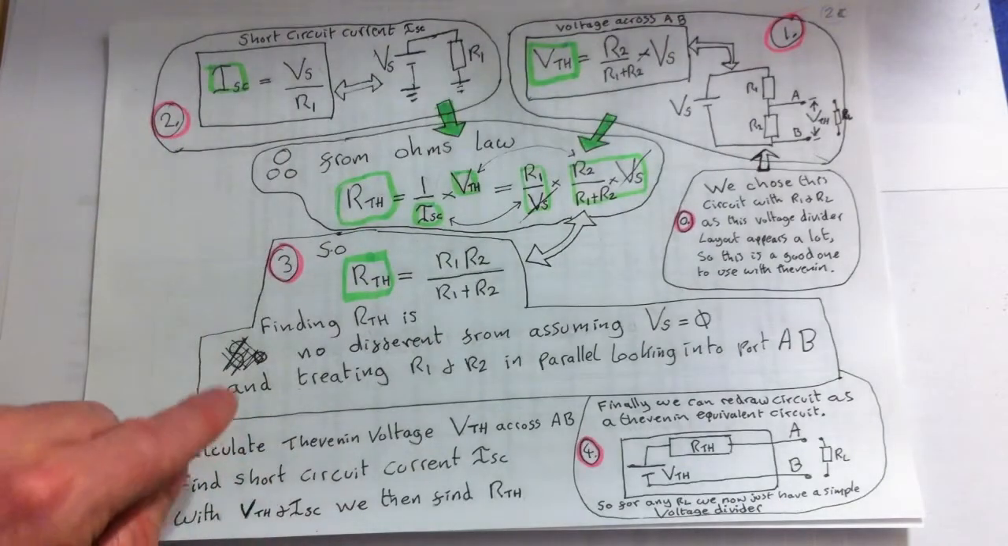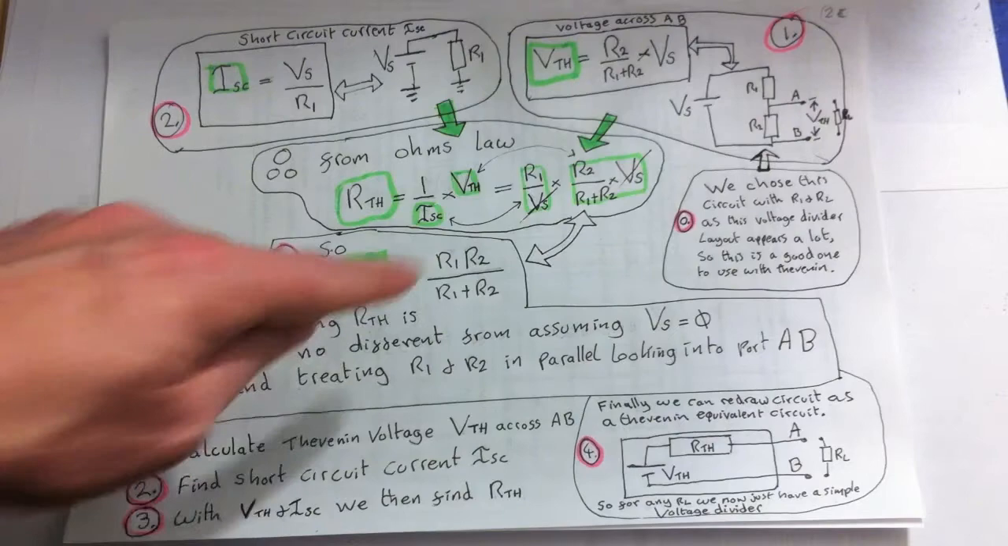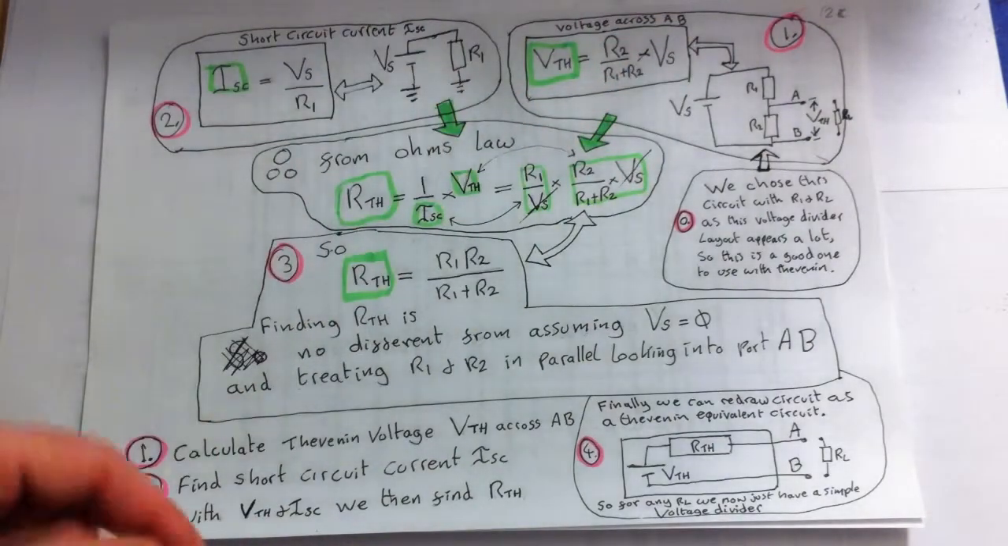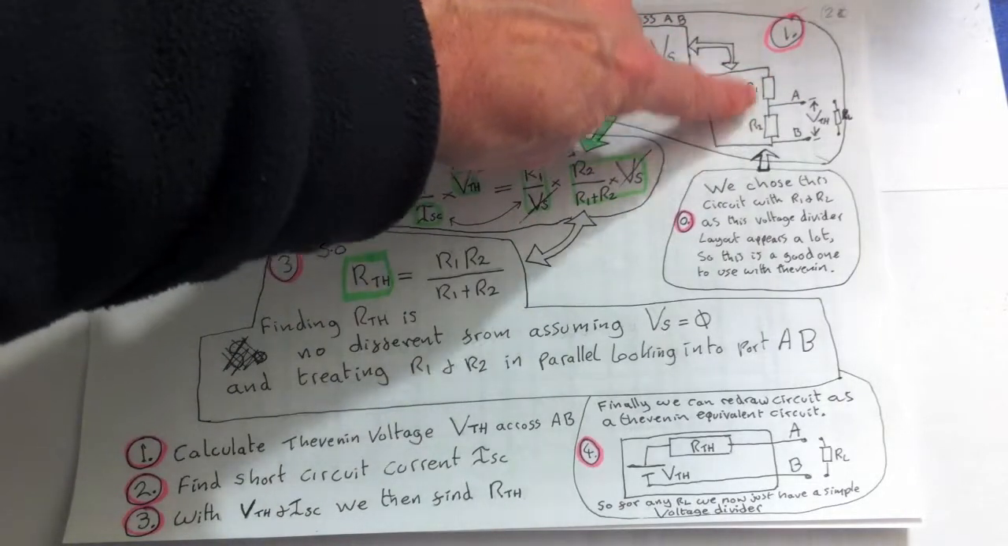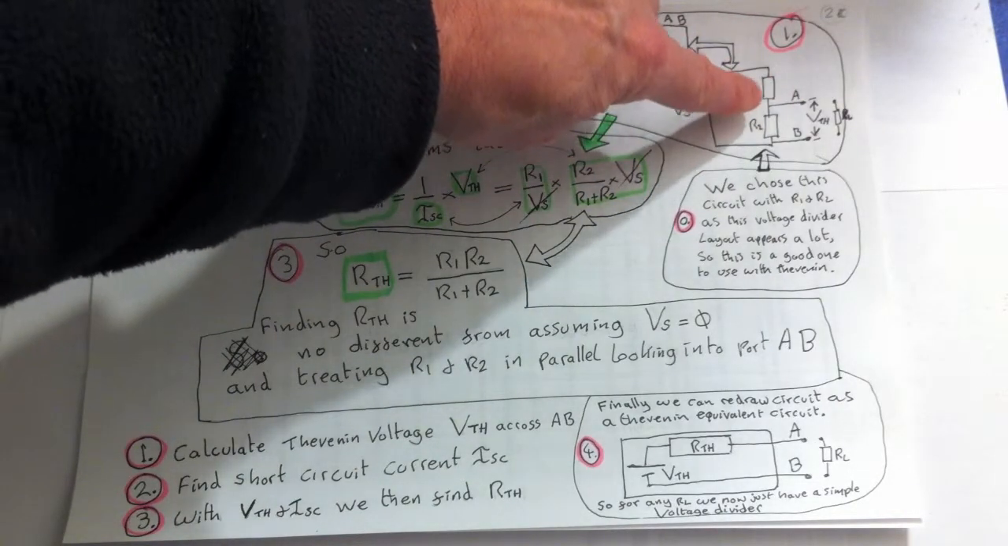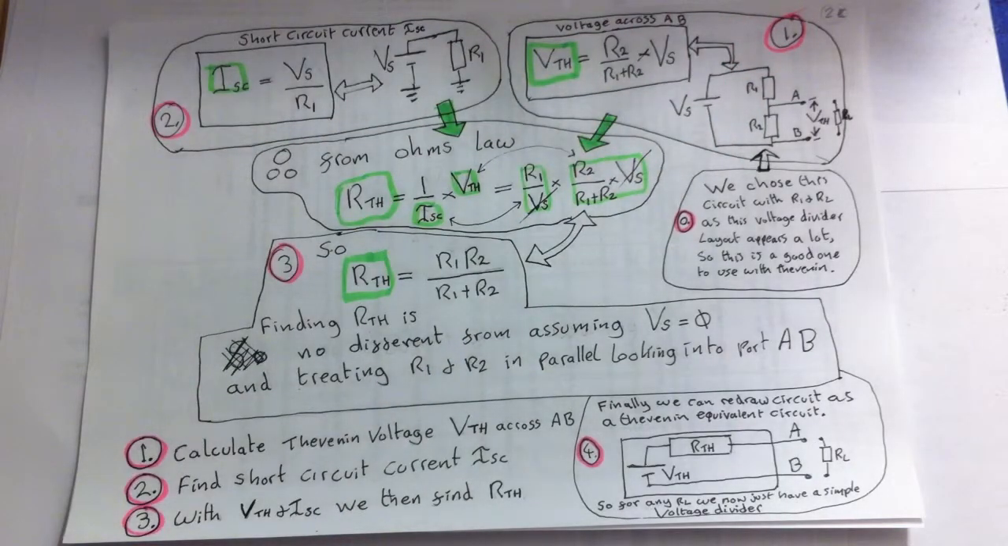So with that in mind, finding the Thevenin resistance is no different from assuming that the voltage source is 0 and treating R1 and R2 in parallel, looking into the port. So if ever you get a circuit such as this, which you often will, then you just remember that you're just calculating the parallel resistance.